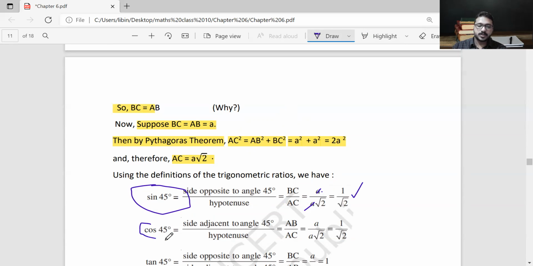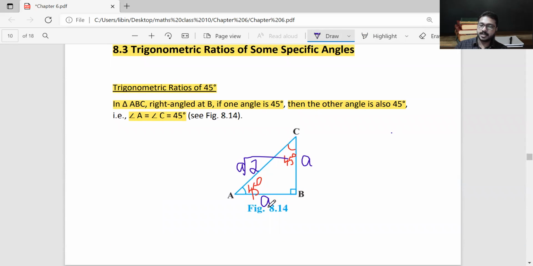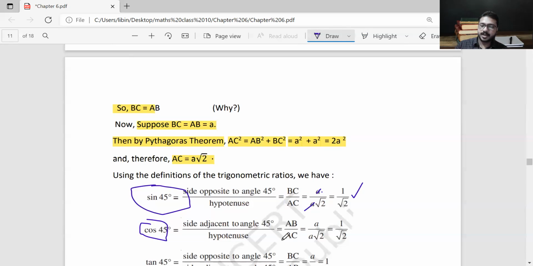Similarly, cos 45 is equal to how much? Cos 45 is equal to adjacent side by hypotenuse. Adjacent side here is also A, and hypotenuse is A root 2. Therefore, we can write AB divided by AC, that is A divided by A root 2, and A gets cancelled, and we can write it as 1 divided by root 2.